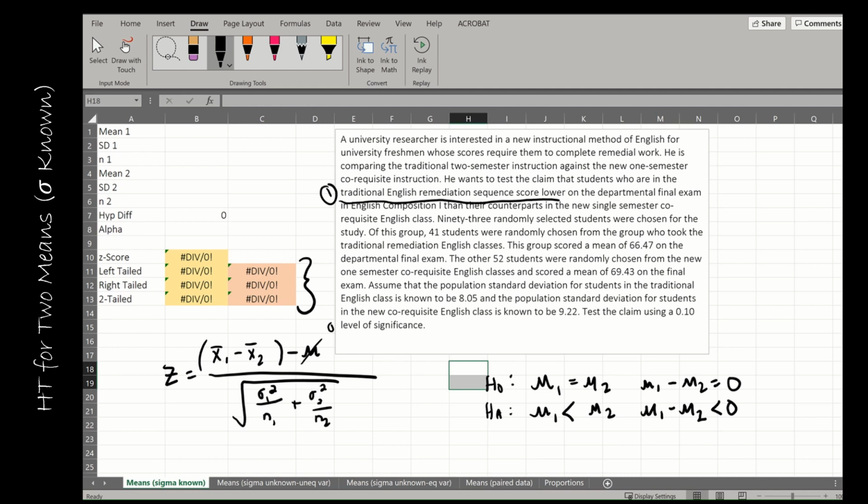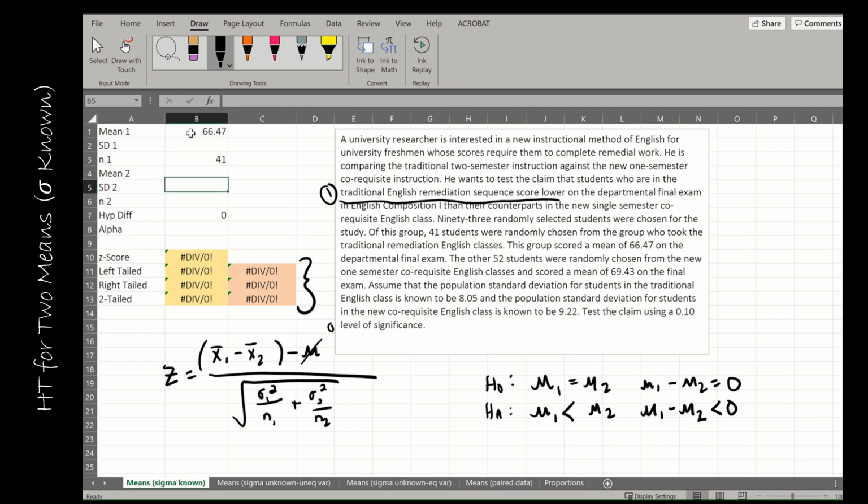And then we have other students who are in the new group with the co-requisite. So mean one is 93 randomly selected students were chosen for the study. Of this group, 41 students were chosen to take traditional. So 41 were taking the traditional course. And the group scored a mean of 66.47 with a standard deviation not given yet.